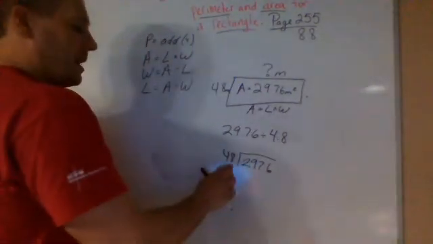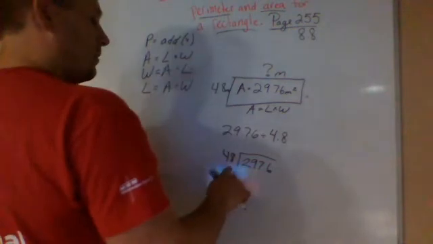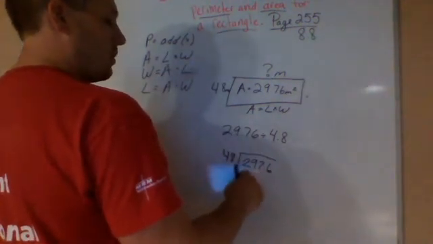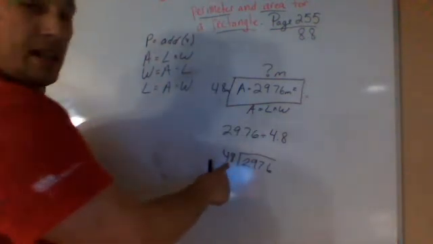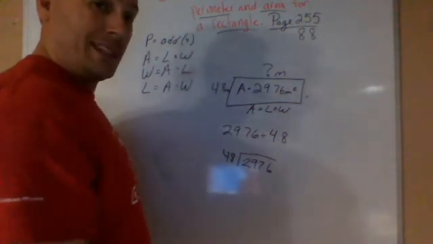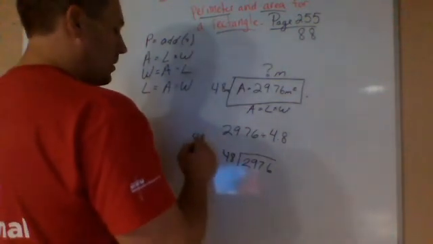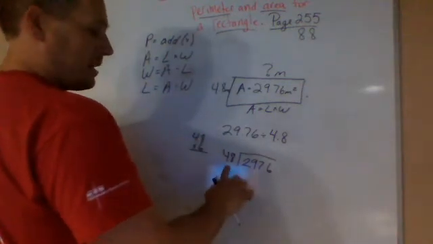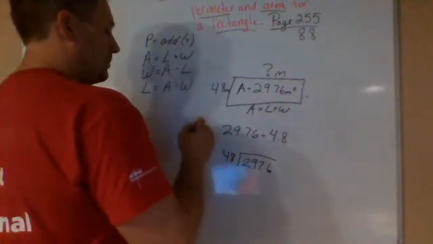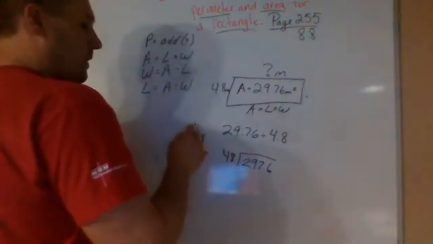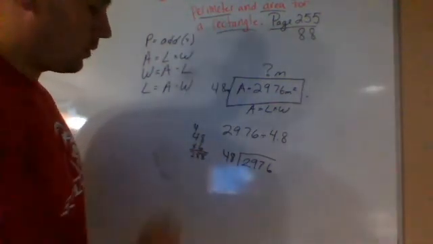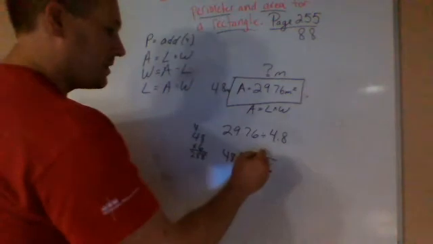48 doesn't go into 2. 48 doesn't go into 29, but 48 does go into 297. I'm going to pretend that's like 50. How many times does 50 go into 300? Well, I would say 6 times. So let's see what 48 times 6 is. If 48 times 6 is around 297, we got it. 6 times 8 is 48. 6 times 4, 24, 25, 26, 27, 288. So it is under this 297, so we're okay with 6.